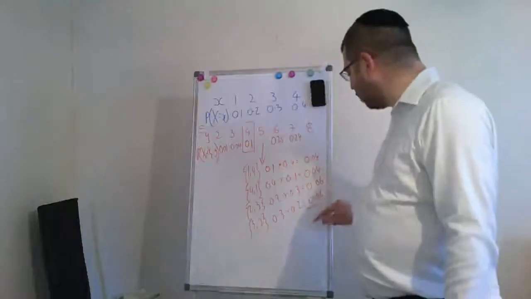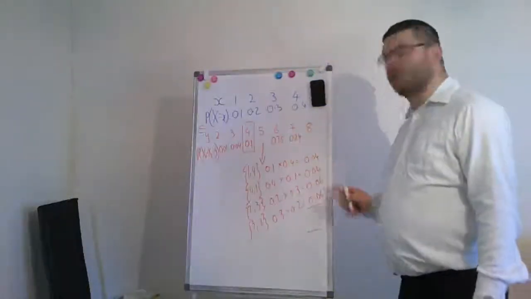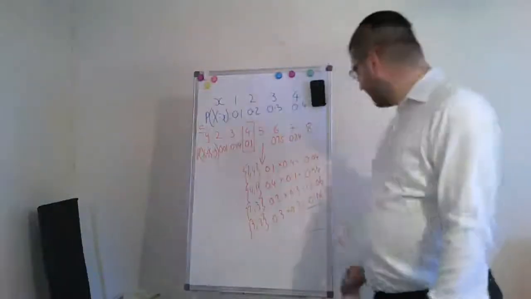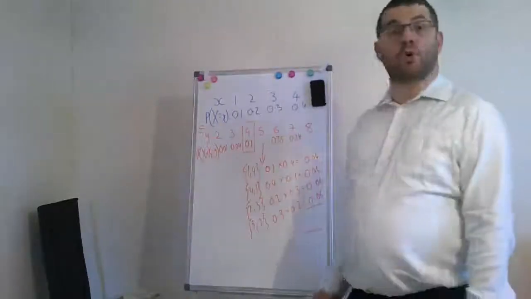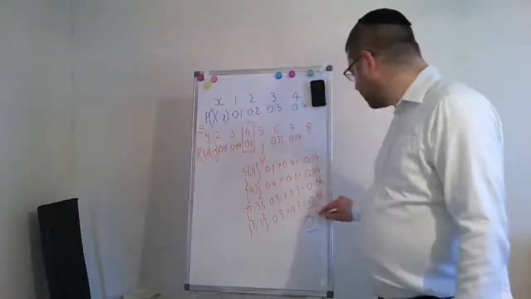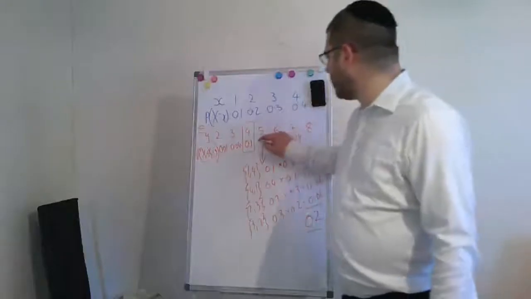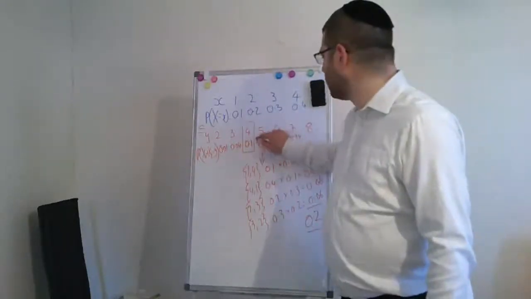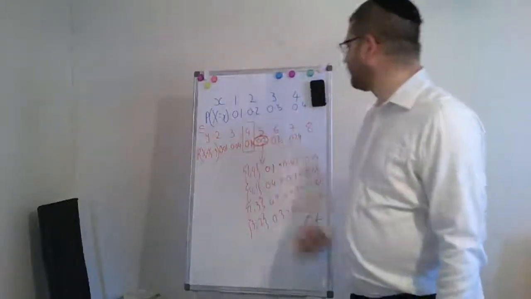And now let's add that all together. So you've got 0.04, 0.04, 0.06, and 0.06. So that's actually 0.2. So that can go here. So that's 0.2. That's the answer there.